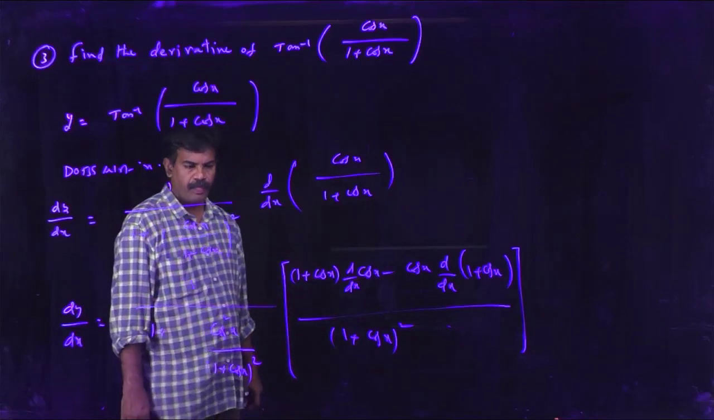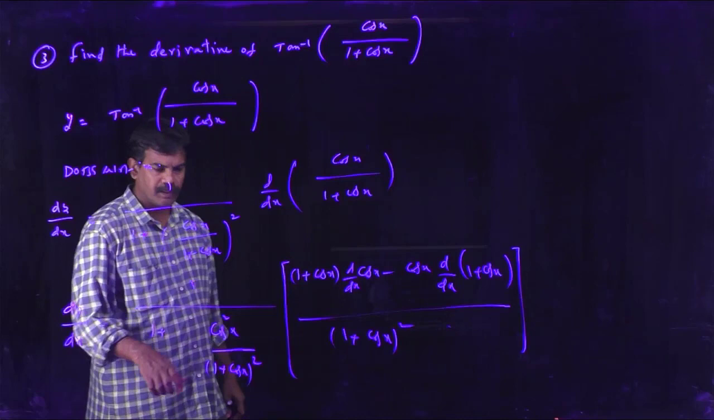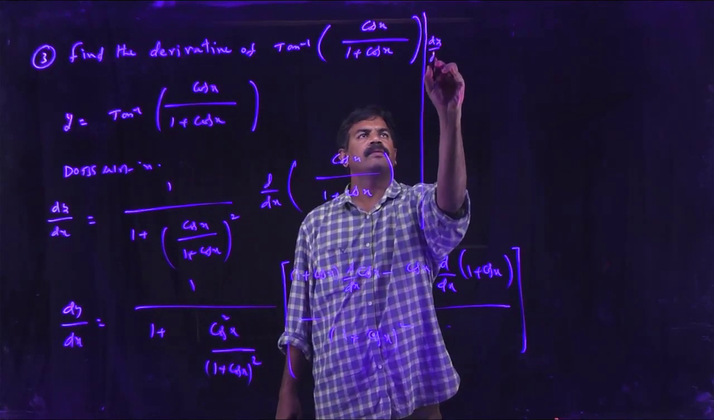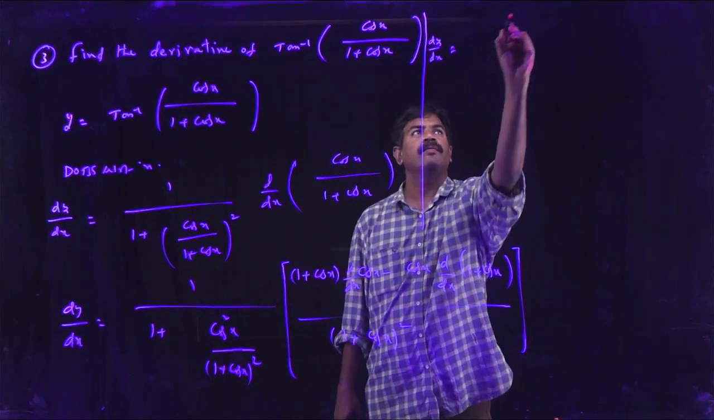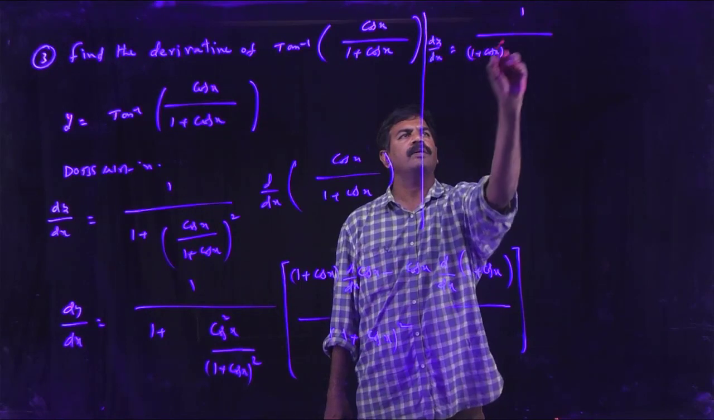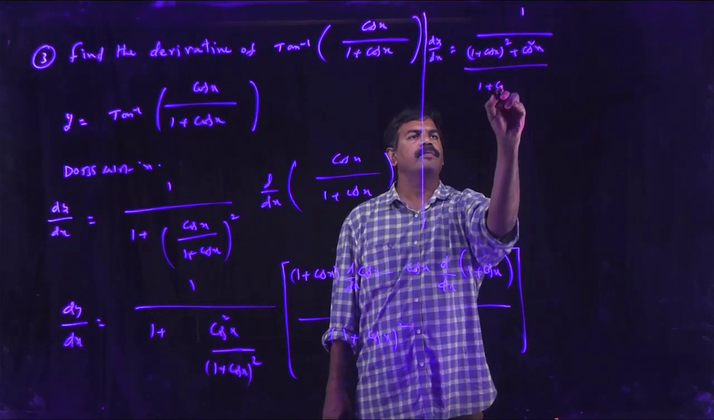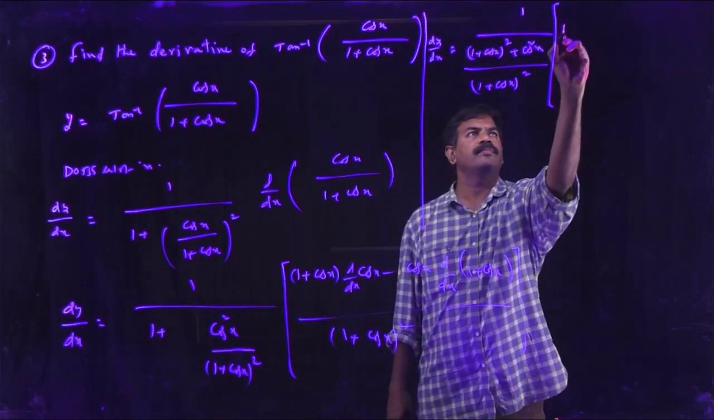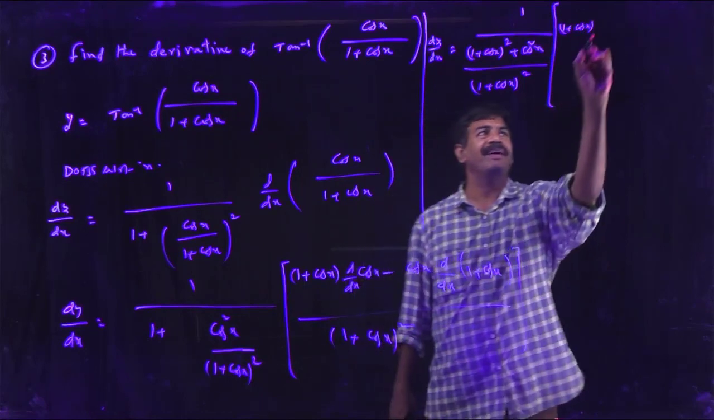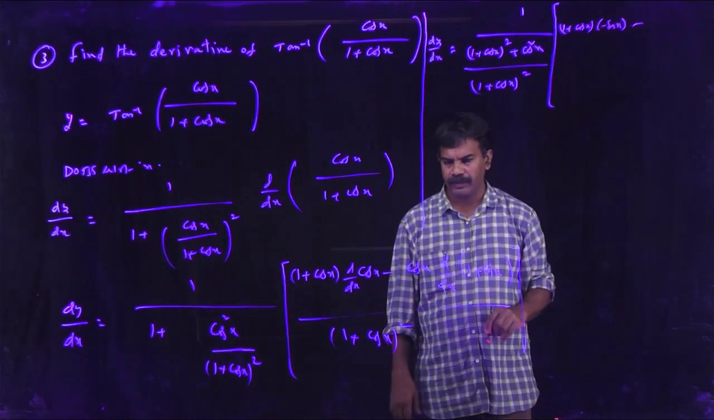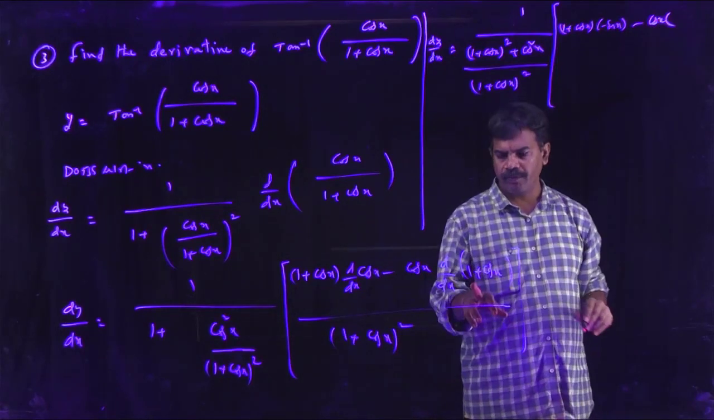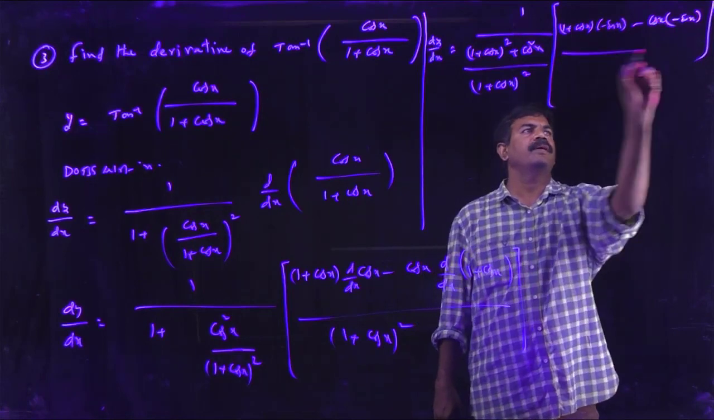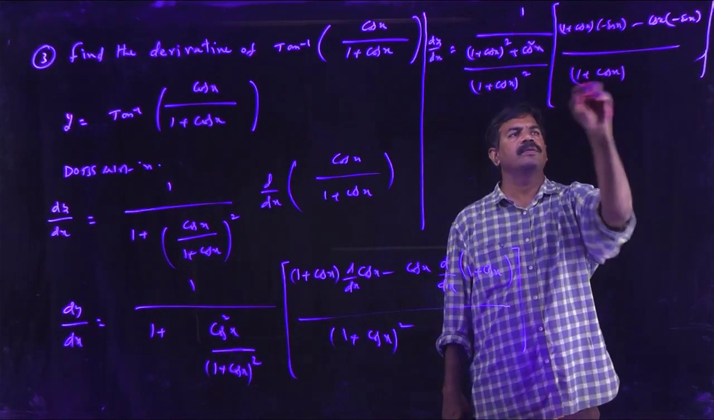So here we take the LCM, that is LCM is 1 plus cos x whole square. dy by dx is equal to 1 by 1 plus cos x whole square plus cos square x by 1 plus cos x whole square into, so 1 plus cos x into derivative of cos x is minus sin x, minus cos x into derivative of constant is 0, plus cos x derivative is minus sin x, by 1 plus cos x whole square.